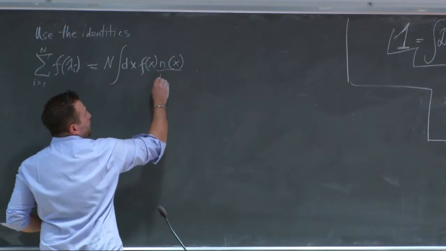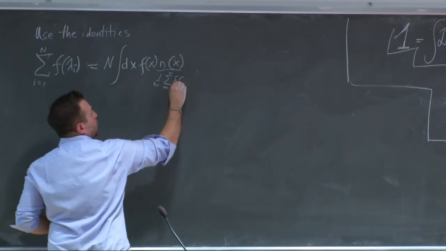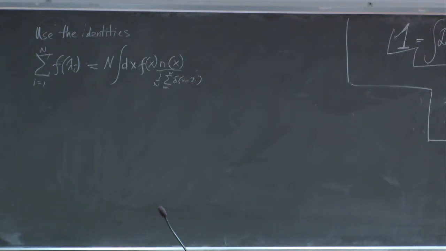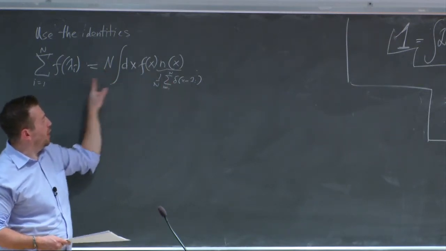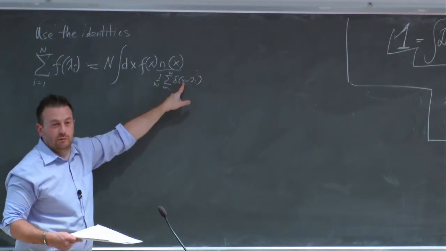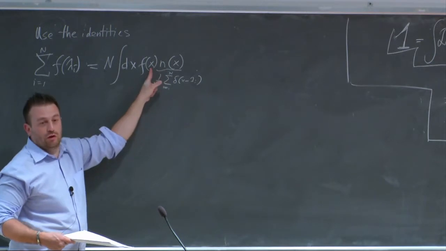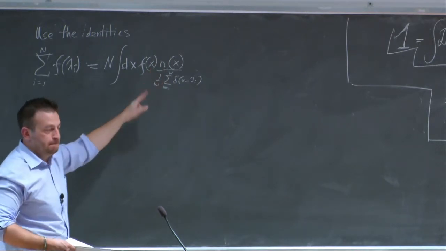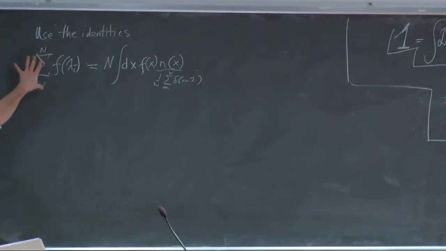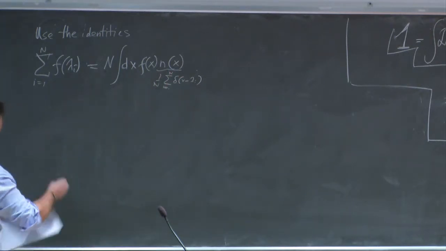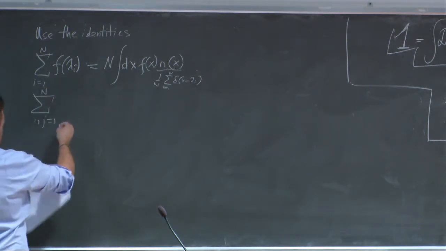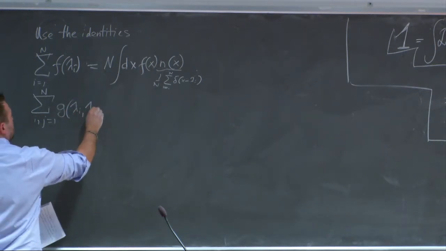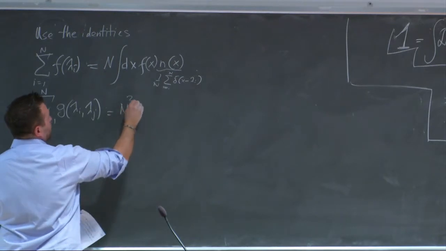Is that clear? The 1 over n will cancel this n. Then you pull this summation out, and this delta function will kill the integral, replacing every occurrence of x with lambda i. Okay? So now we can convert sums into integrals, and double sums into, well, guess what? Double integrals, right?